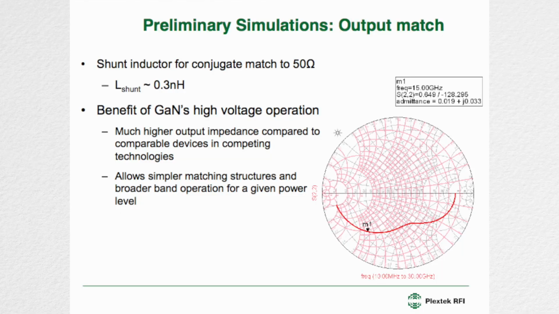Looking now at just the small signal S parameters, this is the S22 here at 15 gigahertz. You can see that it's not an awful impedance, and by adding a 0.3 nanohenry shunt inductor, that transforms around pretty much to 50 ohms. This is one of the benefits of GaN. For a given output power, the output impedance is higher than on a process with a much lower breakdown voltage. And that means that you can have a simpler matching structure, or it's easier to have a broadband match.